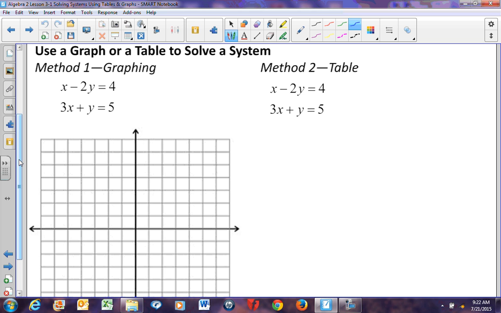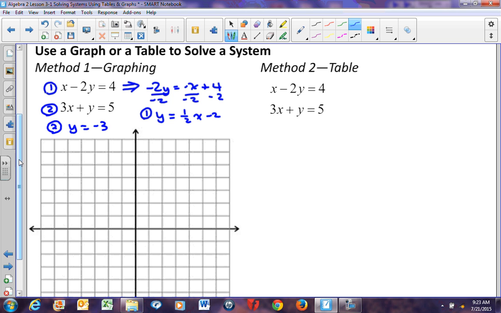So the first thing I'm going to do is solve each equation for y. I'm going to have -2y = -x + 4. Divide everything by -2. That would give me y = 1/2 x - 2. That's my first equation. My second equation, equation 2, this is equation 1, will be y = -3x + 5, because all I have to do is move the 3x to the other side. So now I have two equations in slope-intercept form, so that they're easier to graph.